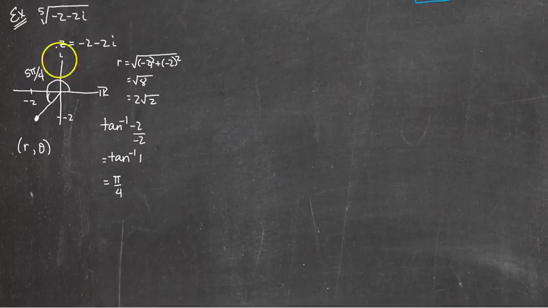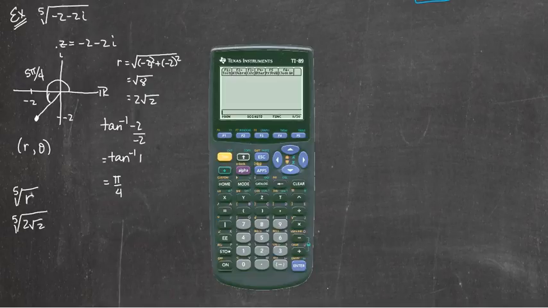And I think I'm going to need this time to go ahead and find my fifth root of r. So the fifth root of r means I'm looking for the fifth root of 2 root 2. Okay, that's pretty ugly. I'm pretty sure I'm going to want to use a calculator. So I think first I'll put in 2 times the square root of 2, and it's probably going to give me an exact value. Yep, that's okay.